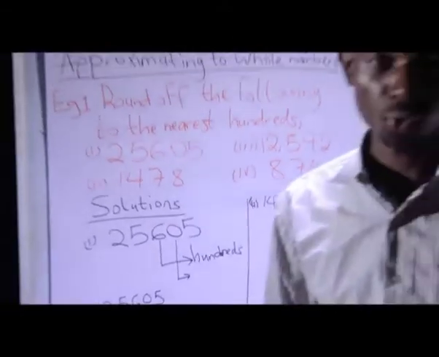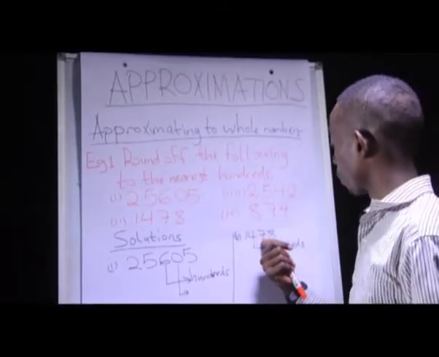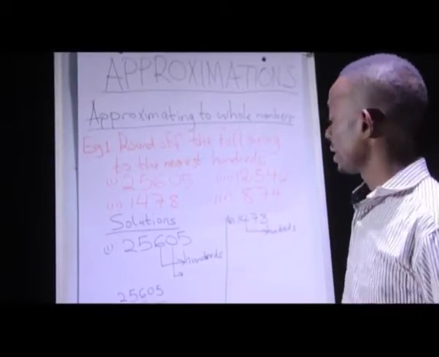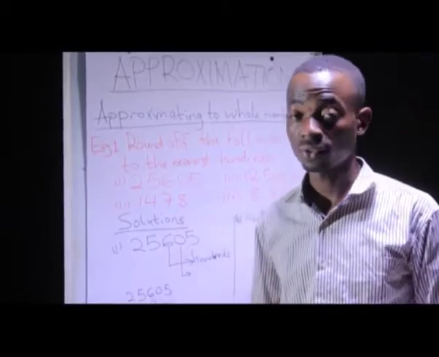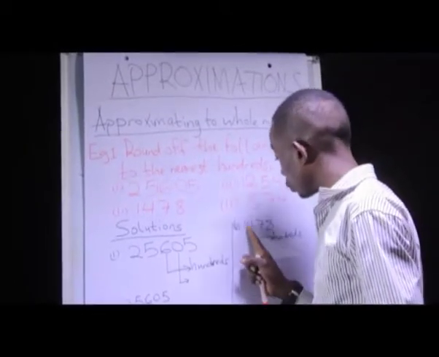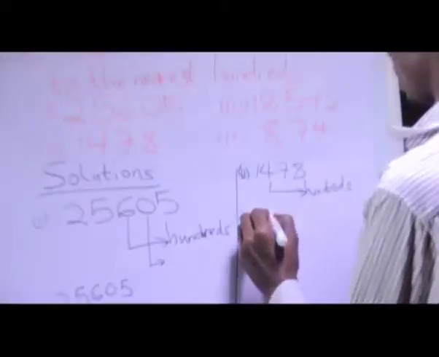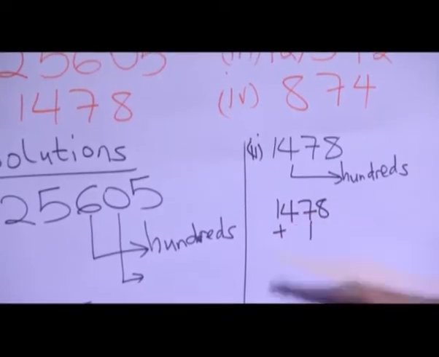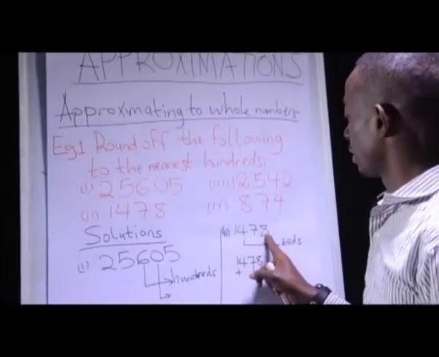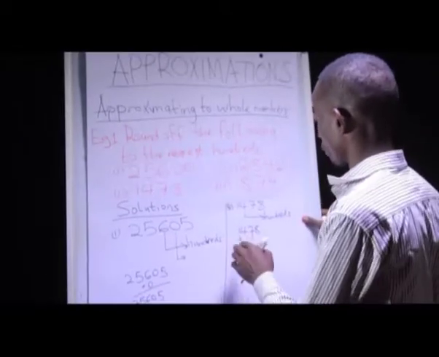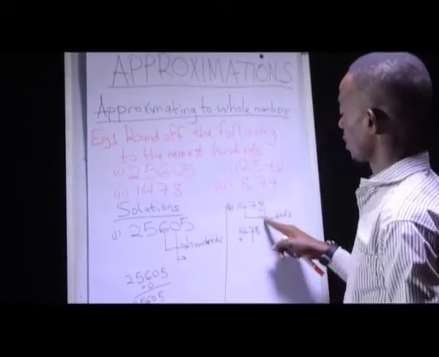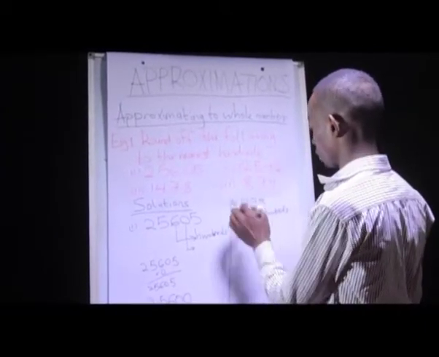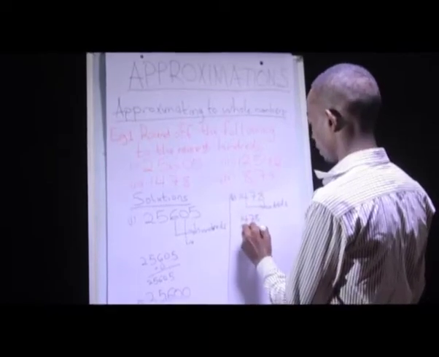After I have located the 4, I look at the number which is next to 4, and that number is 7. And we say that when the number after this one is greater or equal to 5, what I do is I'm going to add a 1 to the 4 here. So I'm going to come down here and say 1, 4, 7, 8, and I'm going to add a 1 to the 7. Mind you, I do not add the 1 to the 8. I add the 1 to the number which is in the place value which we were asked about in the beginning. So I'm going to add this 1 to the 4, not to the 7.